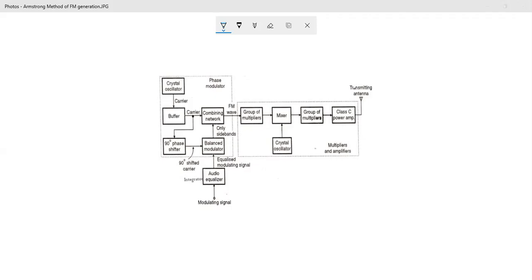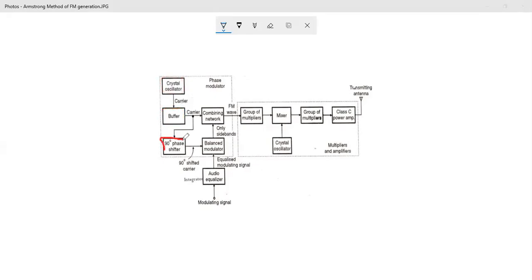Are you able to read the text of the block diagram? Yes, sir. Okay. First block is the crystal oscillator. Second block is the buffer. So this block is the crystal oscillator, then this is the buffer.